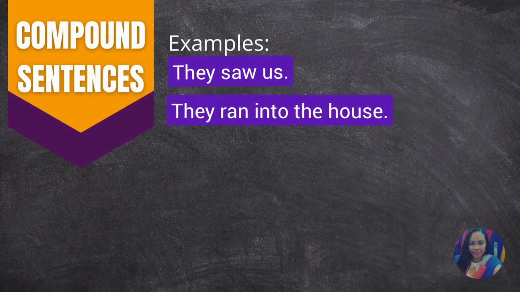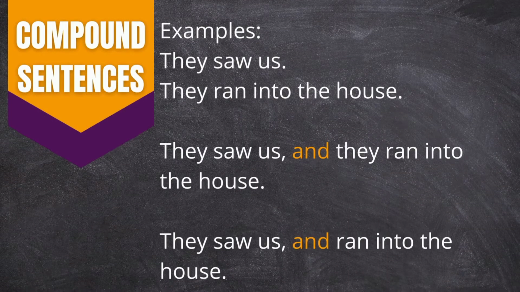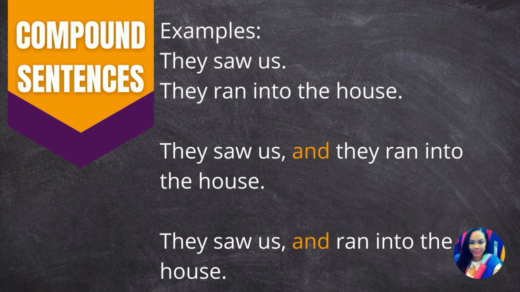Let's practice. Here are two sentences that we can combine using coordinating conjunctions. They saw us, they ran into the house. We can say they saw us, and they ran into the house. Do you see the coordinating conjunctions? It's also instructive to note that we put a comma just before the coordinating conjunctions. Simple sentences and compound sentences are similar because they are both made up of independent clauses. Remember to look out for fanboys.